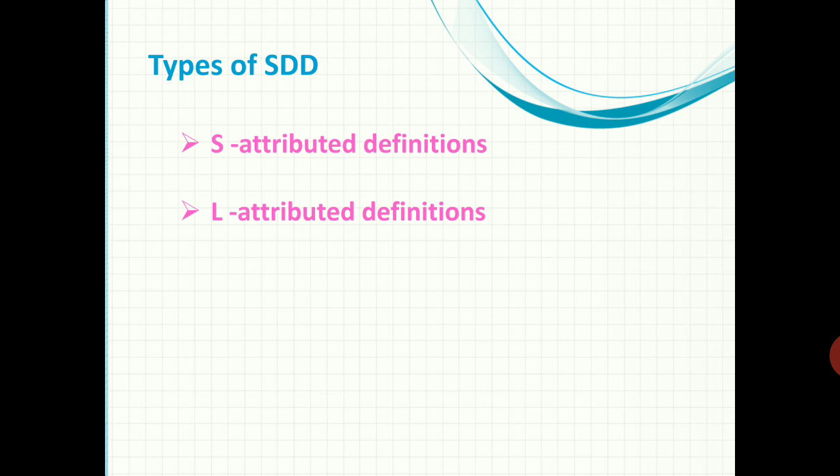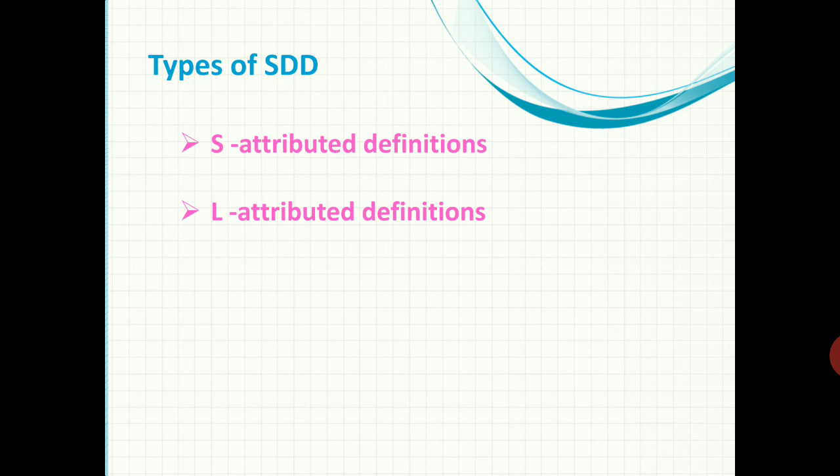In the case of S attributed definition, the particular SDT contains only synthesized attributes, and the semantic rules are placed at the rightmost end of the production. Also, the evaluation order is rightmost derivation in reverse order, or we can say that it is following bottom-up parsing.